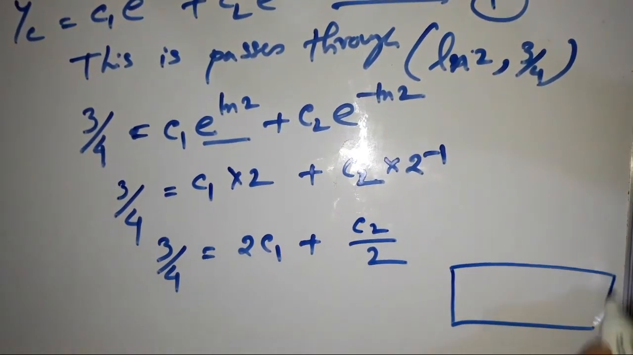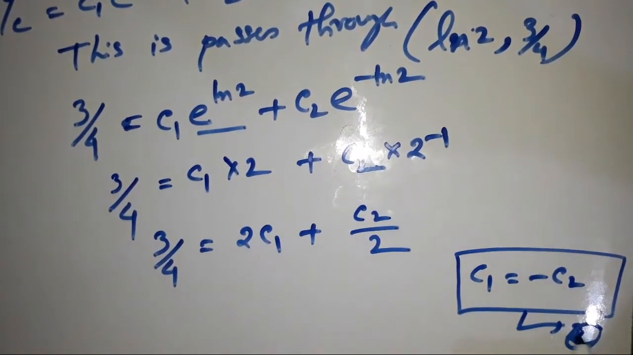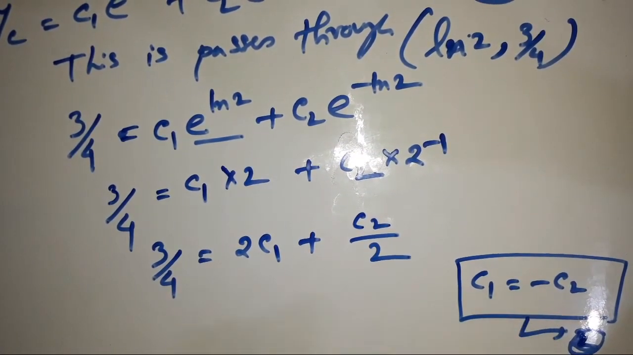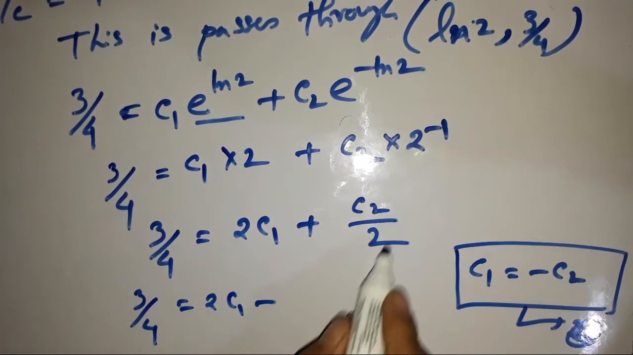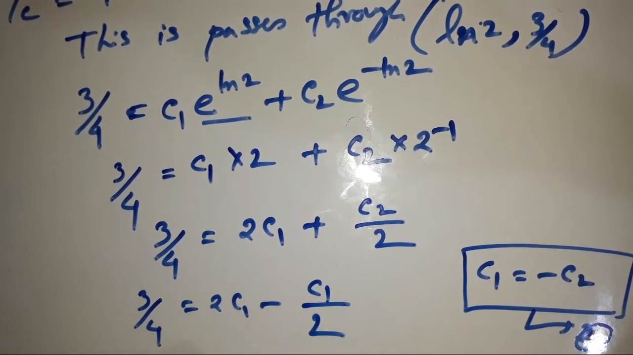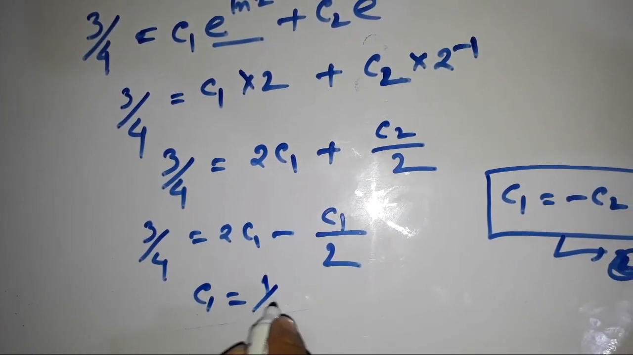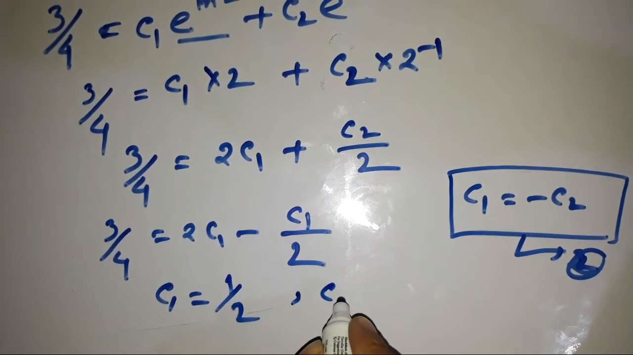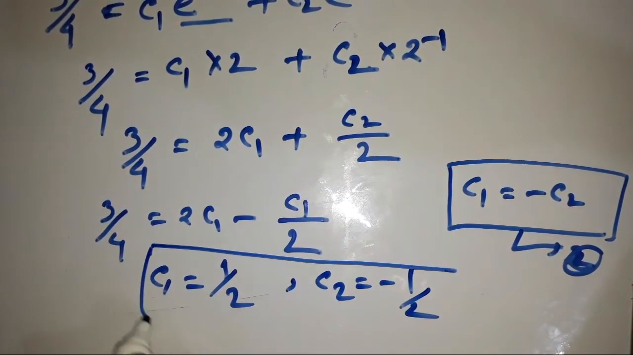Now we use equation 2. What was equation 2? c1 equals minus c2. We use that here. So c2 is replaced by minus c1, and 3/4 equals 2c1 minus c1/2. Clear? So from this, c1 will be half. If c1 is half, then c2 will be minus half. Clear? c1 is half and c2 is minus half.